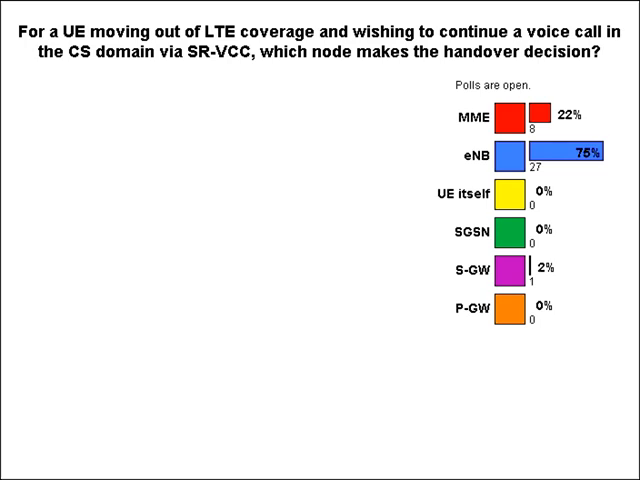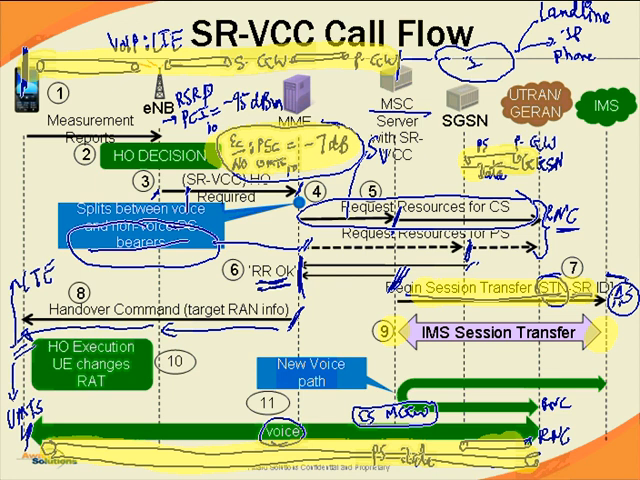So let's look at that call flow diagram. This is the diagram. See, the UE sends measurement reports to the eNodeB. And the eNodeB has the handover algorithm. So that eNodeB now decides whether the UE should stay with LTE or go to some other technology, a specific cell or sector. So the handover algorithm is inside the eNodeB.